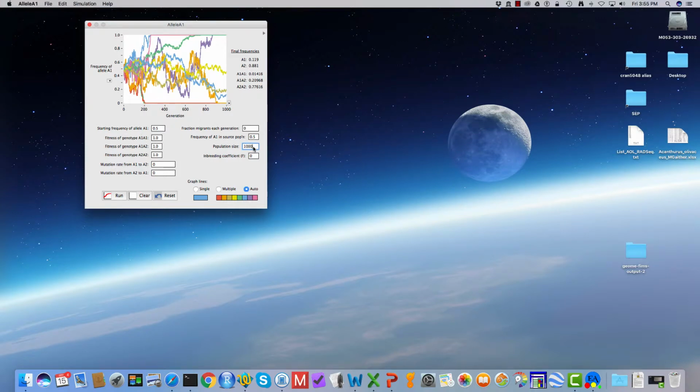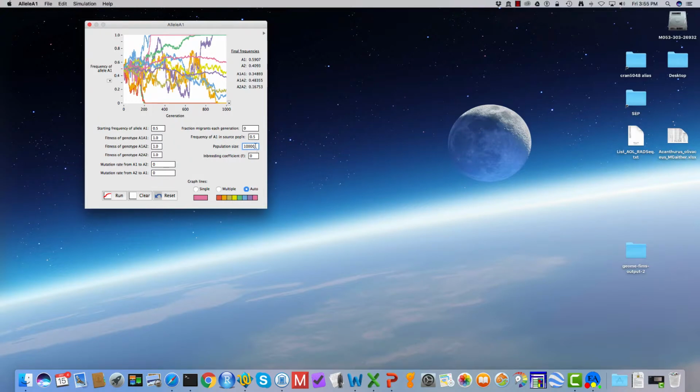And if we turn it up to 10,000, then they're going to stay really close to their initial frequency. As we get closer and closer to infinity, we'll get closer and closer to a straight line. So genetic drift is very strong when population size is very small. It allows the allele frequencies to vary a whole lot.